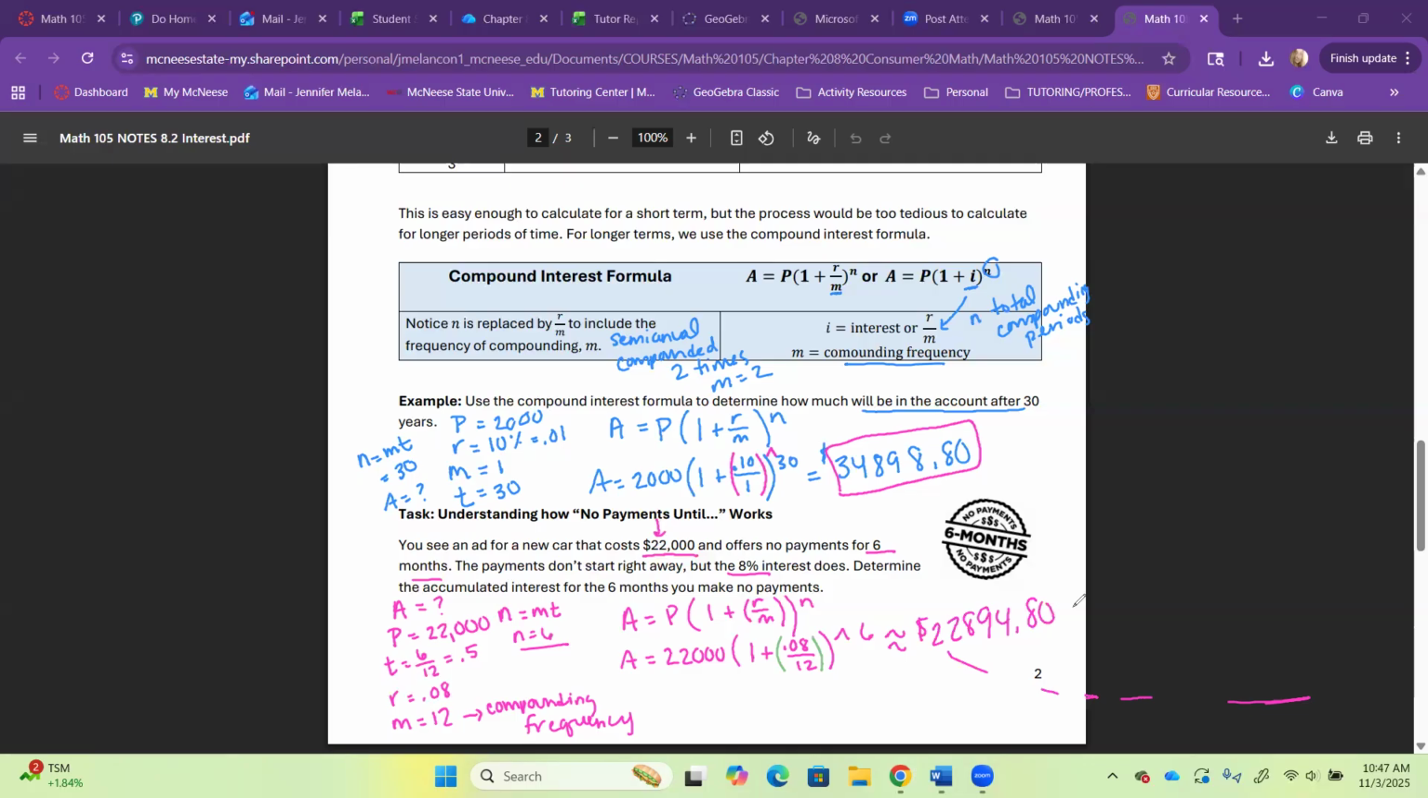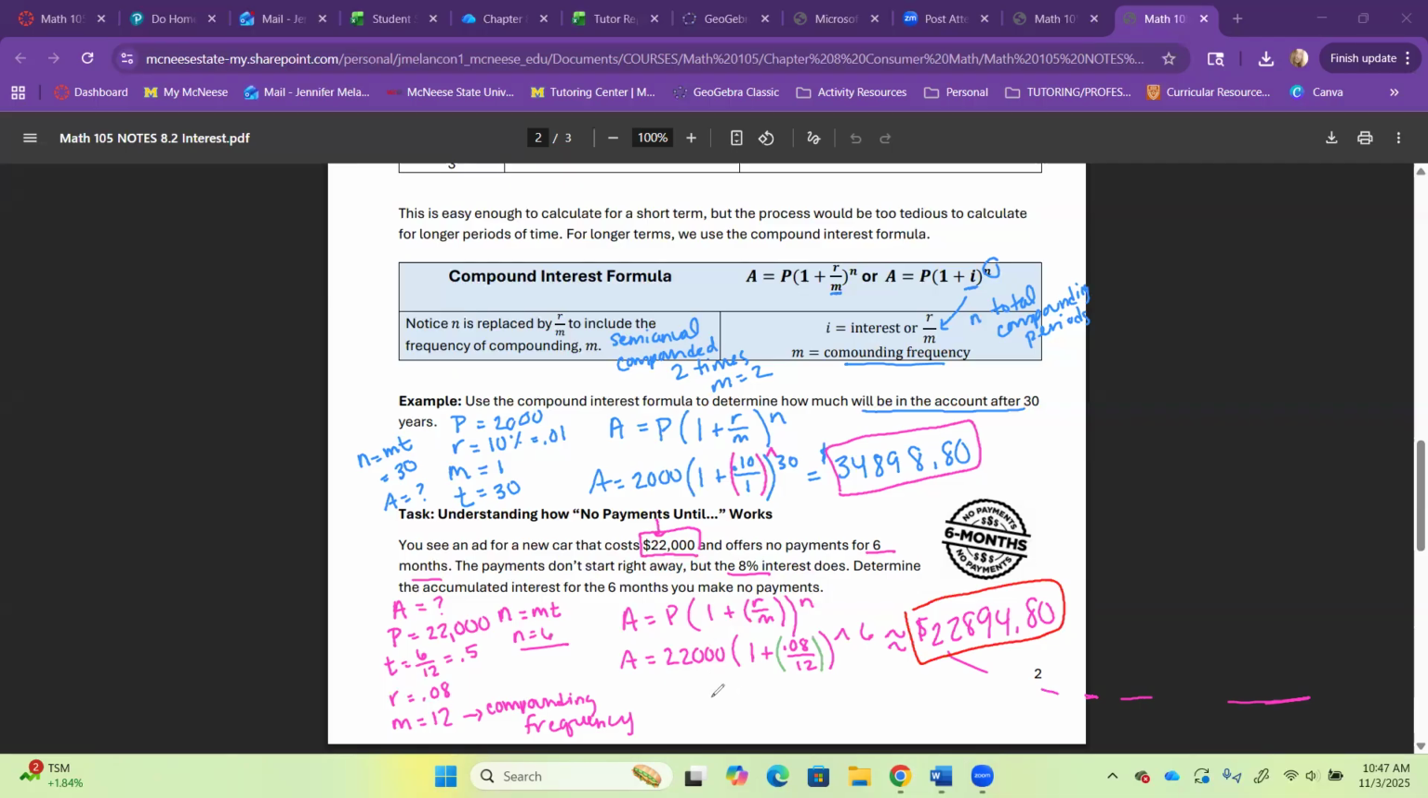So then how much interest was accumulated? How much interest was accumulated during that 6 months? We went from a $22,000 note, and by the end of the 6 months, when we start paying our note, we now owe, looks like, an additional $894.80. So while we were saving money over that 6 months, not paying our note, the interest was just accruing.